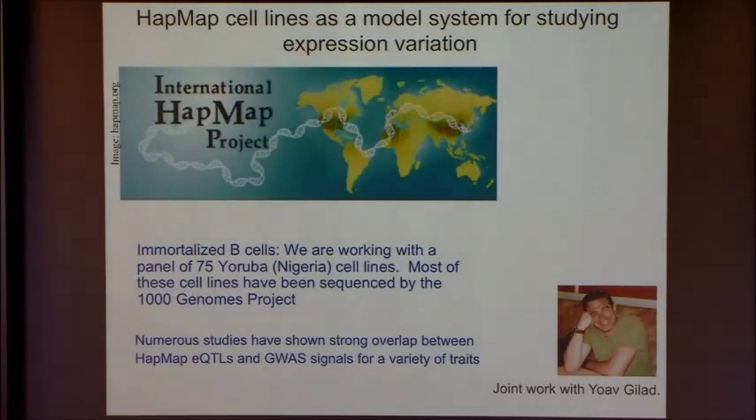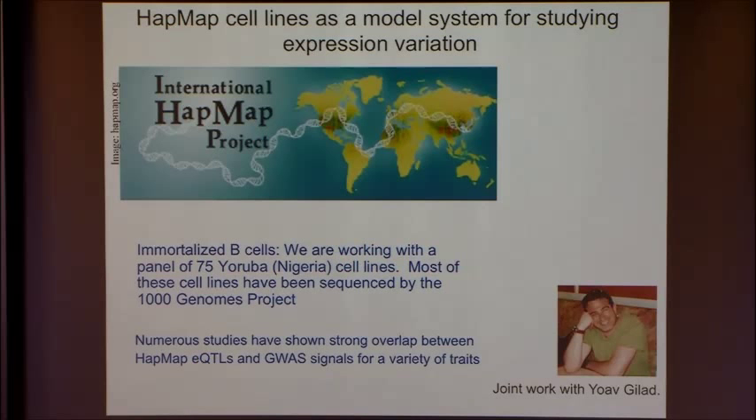So we decided to use a set of cell lines known as the HapMap cell lines as a kind of model system for studying expression variation. This is all joint work with my collaborator at the University of Chicago, Yoav Gilad. We've been working with a panel of about 75 cell lines from the Yoruba population in Nigeria.